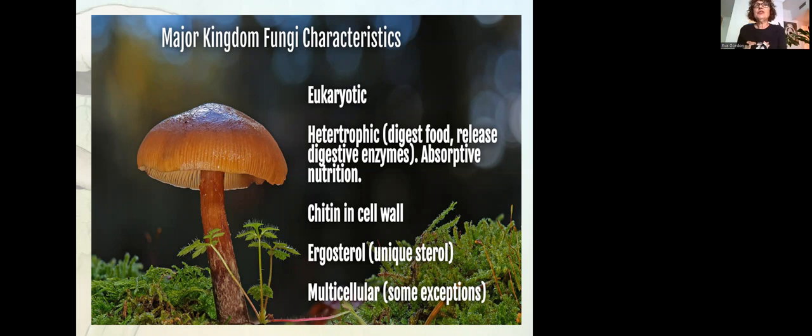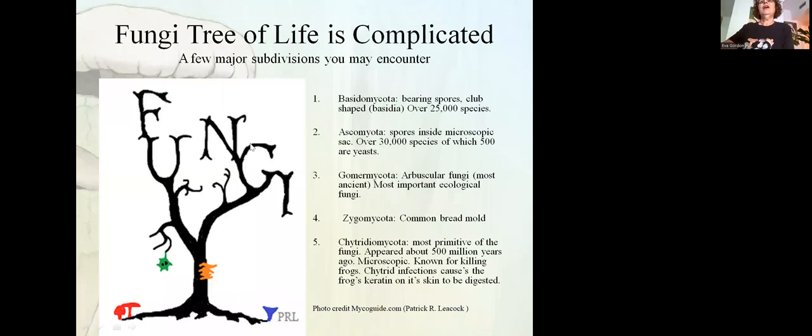And they're actually more closely related to animals than they are plants. So we're closely related. And continue. I'm not going to spend too much time on other groups, but we're still working on the fungi tree of life. There's still a lot of questions because technically it's a newer science.